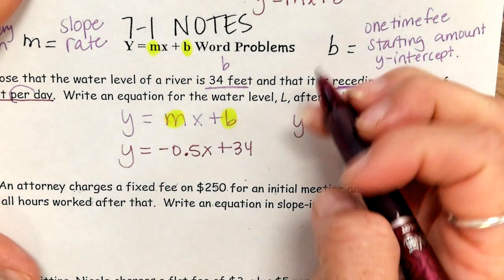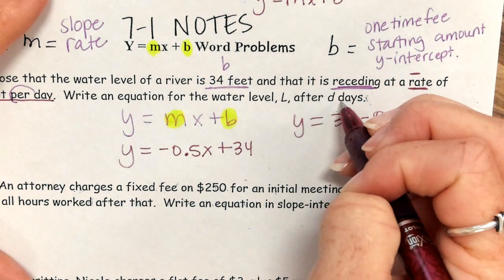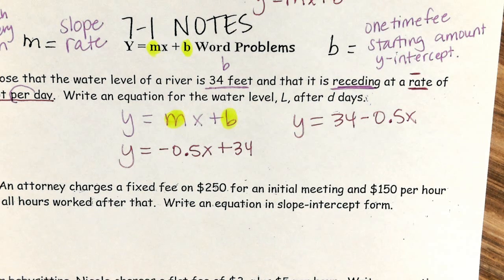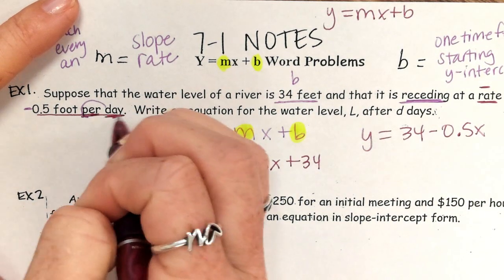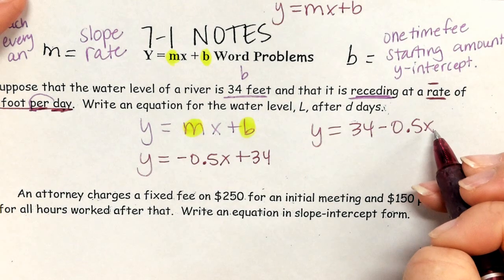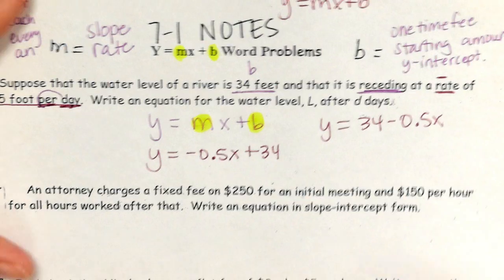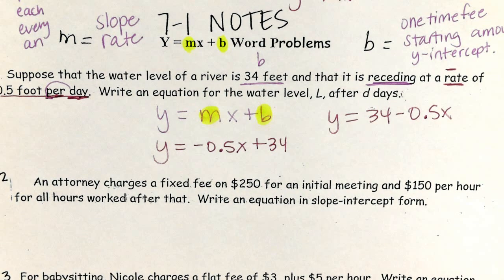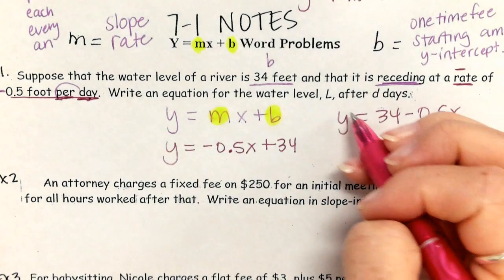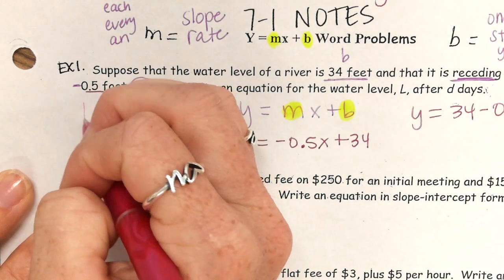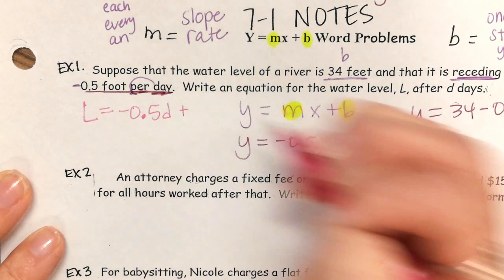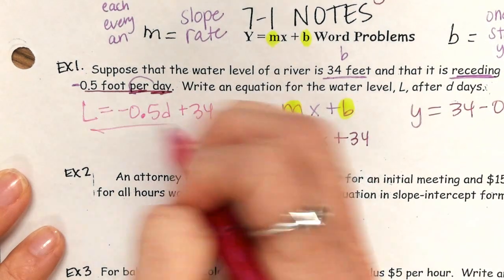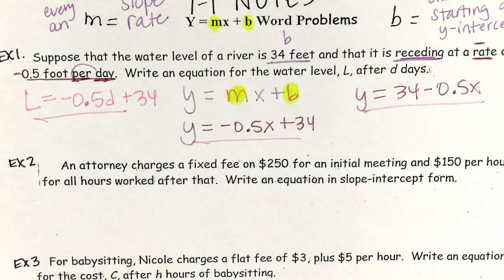Yes. Now, they wanted us to say L and D instead of Y and X. Does that matter? No. What did X represent? Per day. So I would just replace the X with the D. And guys, I'm not going to count your homework wrong if you use Y and X every time. I just want y'all to learn how to use the variables they want you to. So they want us to use L and D. So L equals negative 0.5D plus 34. I would take any of those answers. They are all the same answer.